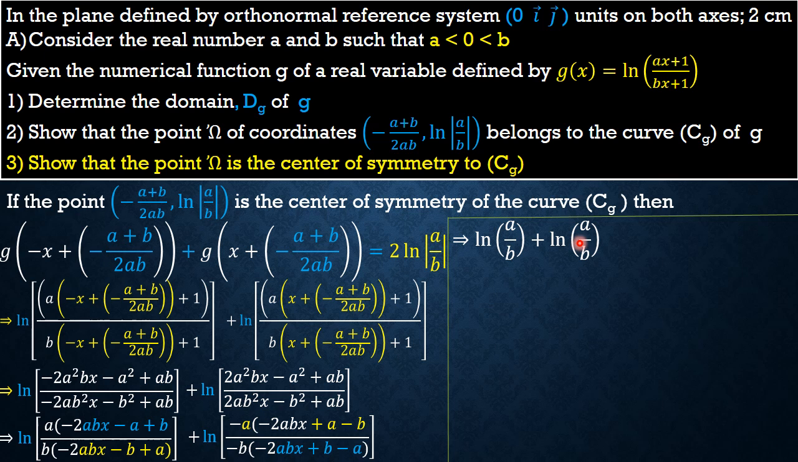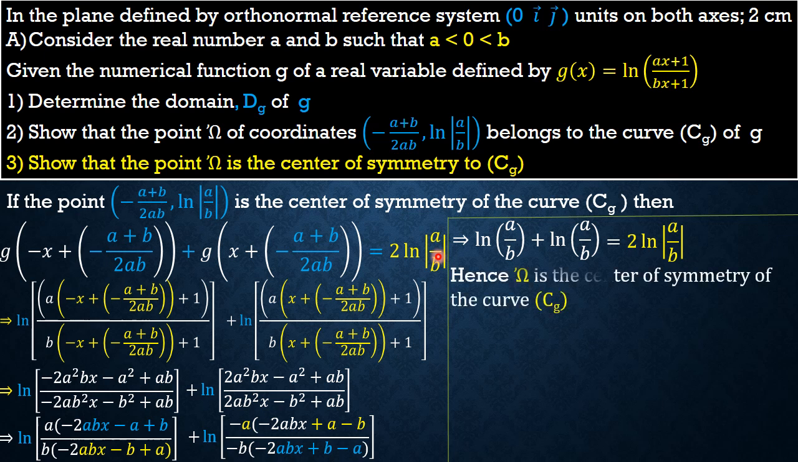Keep in mind that we need to take care that everything in the natural logarithm has to be positive, right? Everything has to be positive. So we need the absolute value signs just as we did here. So simplifying that is going to give us 2 times the natural log of the absolute value of a over b, as required. So based on the statement I made here initially, that if this is equal to 2 times the natural log of the absolute value of a over b, we conclude that the point omega is the center of symmetry. So we can therefore conclude with all confidence that the point omega is the center of symmetry of our curve. Great.